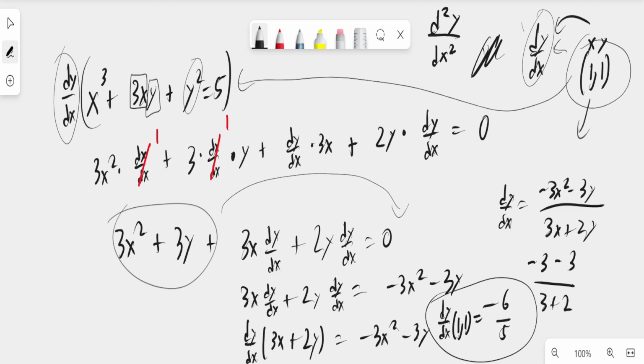I don't have a good explanation for that actually. You just put the squared up here for some reason, but okay, so that's what we're trying to find, right? Wait, are we supposed to find d squared y over dx squared at 1 comma 1? Is that what we're finding?